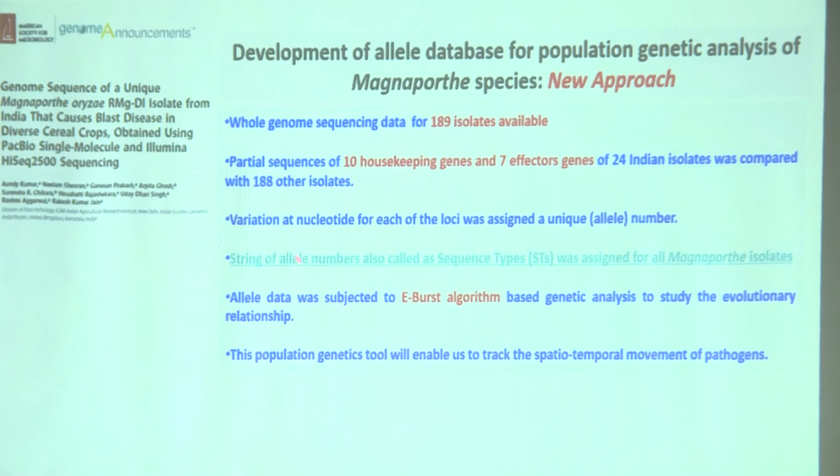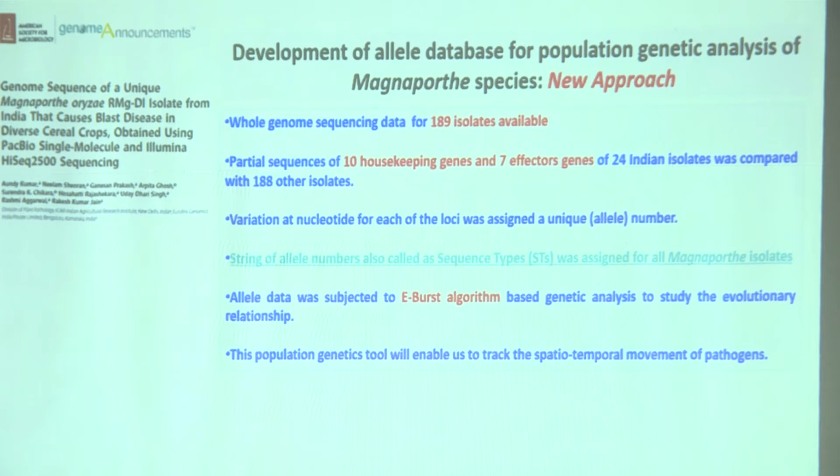Now, the string of allele numbers, we call it the sequence type, also called the allelic profile. And the allele data was subjected to a completely different algorithm. It is not the one we discussed this morning, that is MEGA. This is a completely different algorithm, what is called the eBURST algorithm. All right. Now, with the population genetic tool you can come out with different kinds of data interpretations. Let's see what kind of interpretations we could make here.